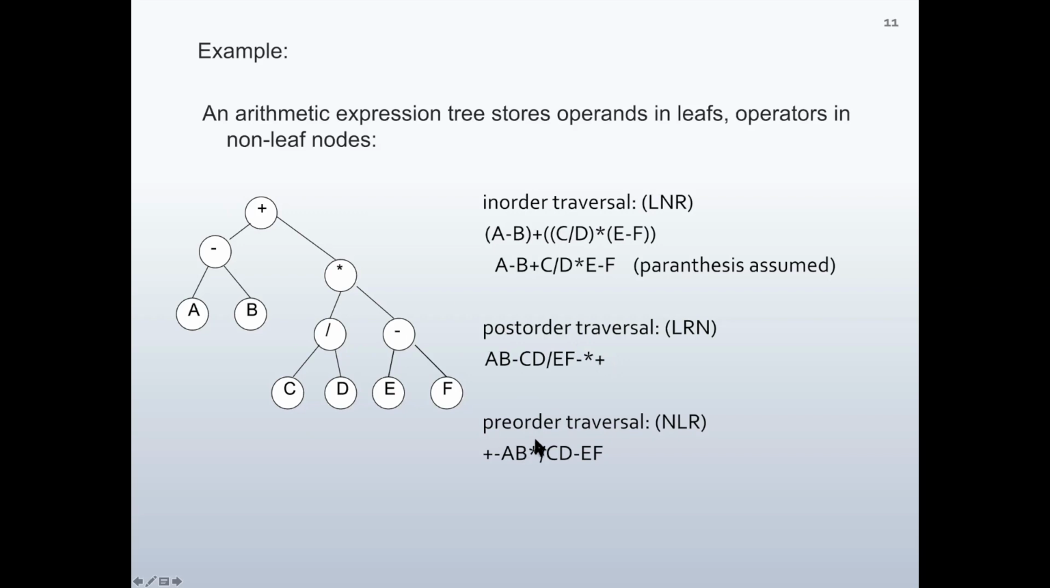For the pre-order traversal, we have the visit order: first visit the node, then the left subtree, and then the right subtree. So at the output, we will see plus, then minus, then A, then B, as shown here. Then we will have multiplication, division, CD, then minus, subtraction, E and F at the output.